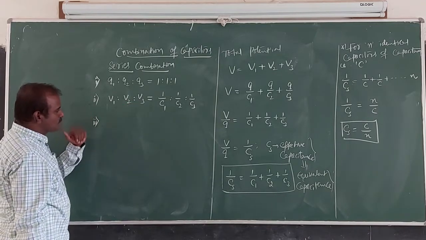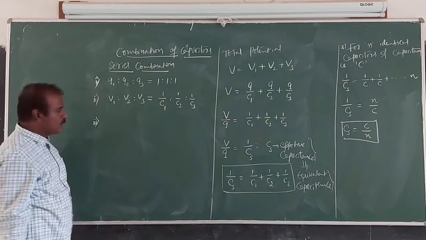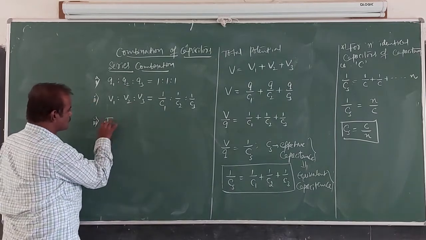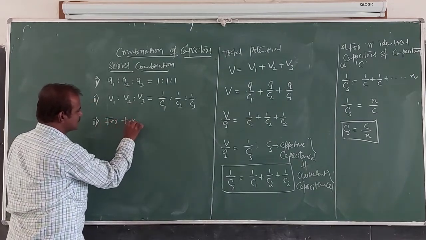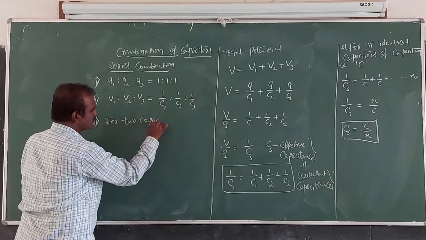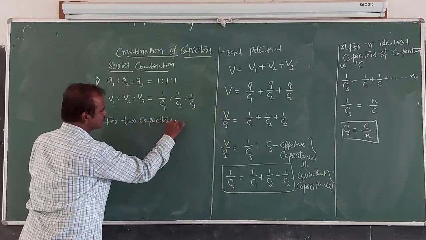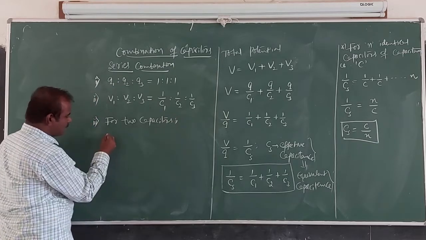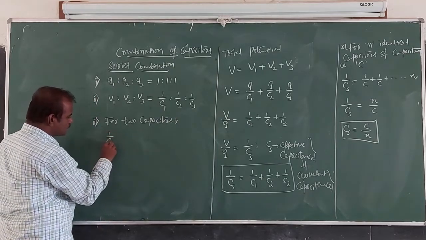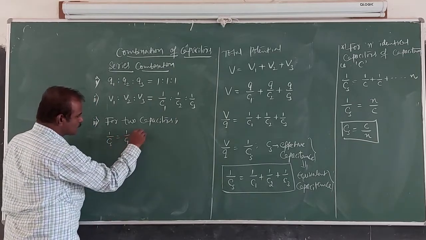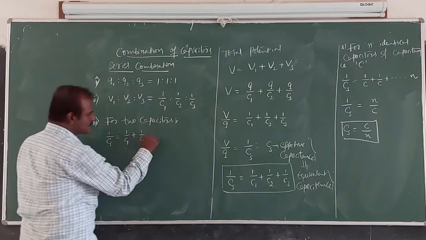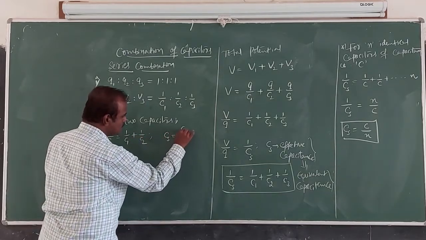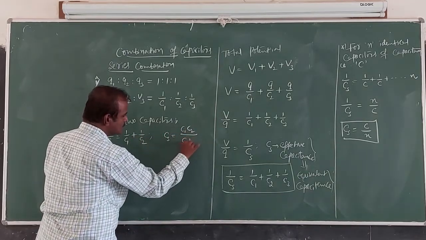And suppose there are only 2 capacitors in series, for 2 capacitors in series, 1 by Cs would be equal to 1 by C1 plus 1 by C2. This is same as Cs is equal to C1 C2 divided by C1 plus C2.